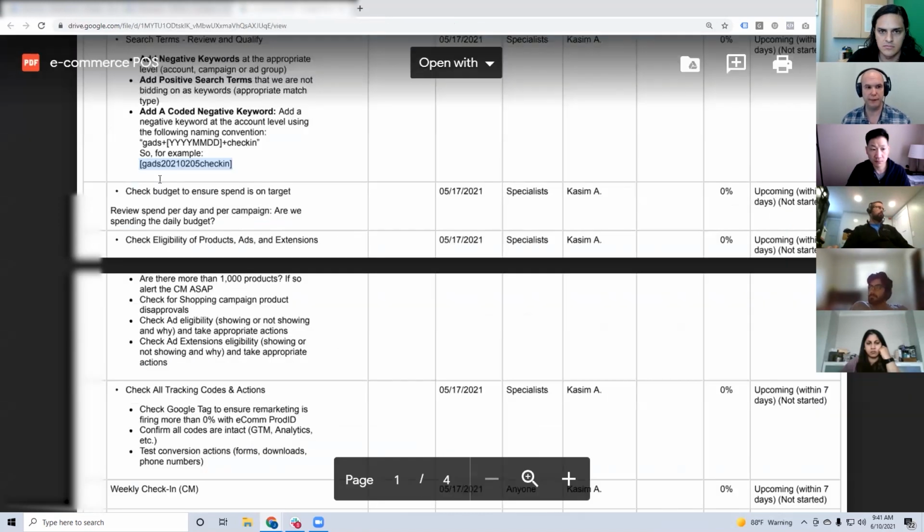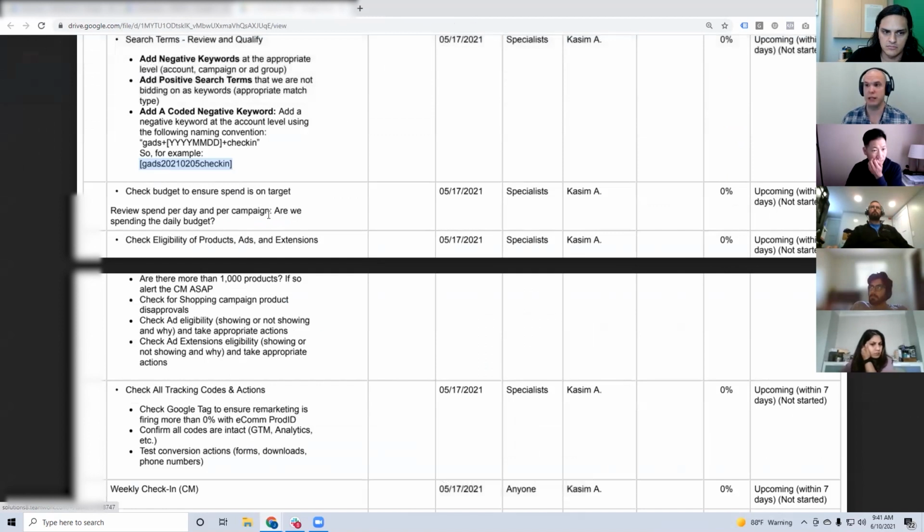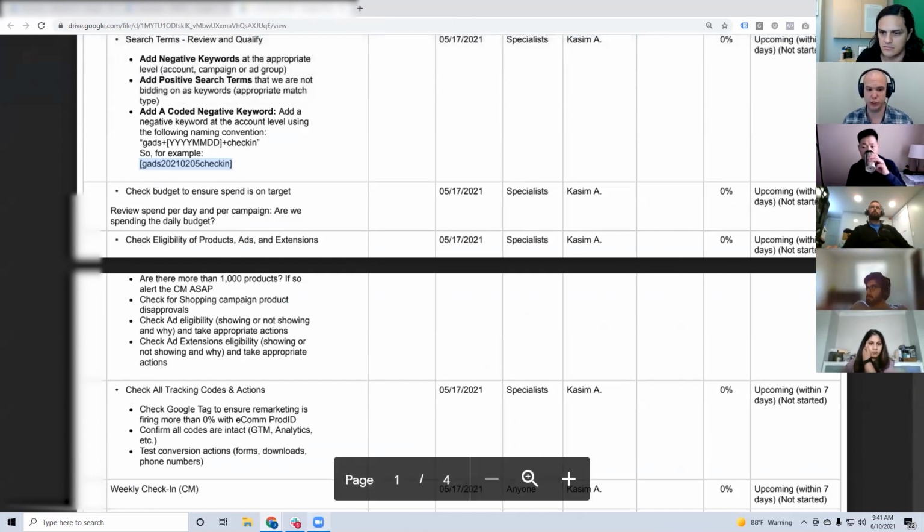So when you're looking at check budget to ensure spend is on target, if you're overspending, just be mindful. That's okay. Sometimes we'll overspend, but you will not actually physically charge your credit card for that.